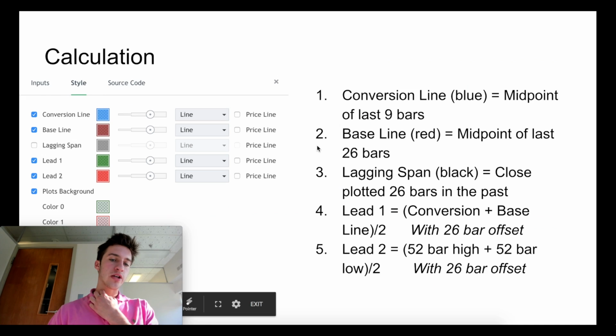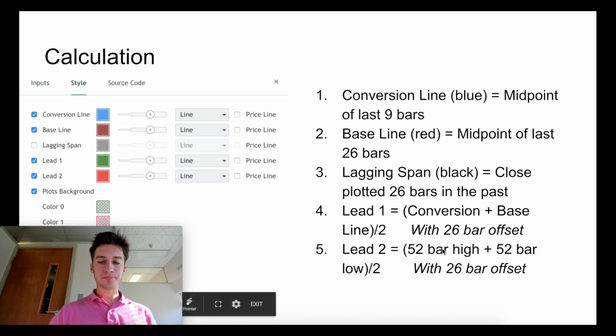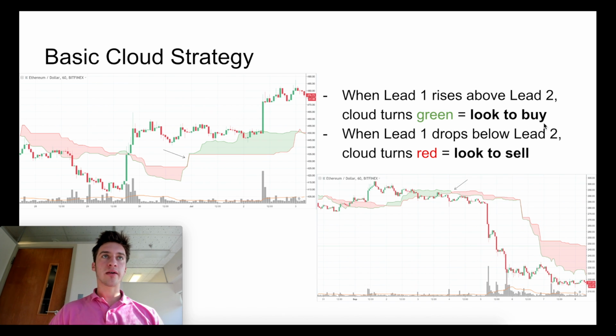So that's the calculation of the 5 components of the Ichimoku cloud. Now let's go into the more fun part. The basic strategy is when lead 1 rises above lead 2, the cloud turns green, we want to look to buy. That's going to be indicating that we're beginning to see some more bullish pressure.